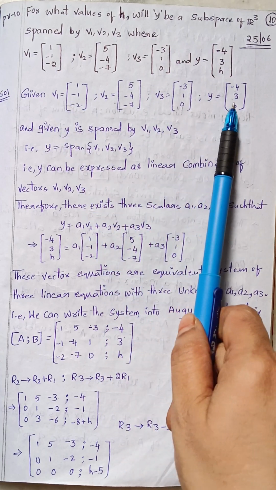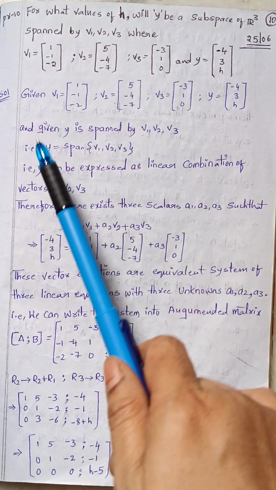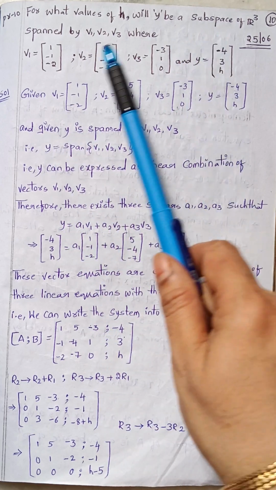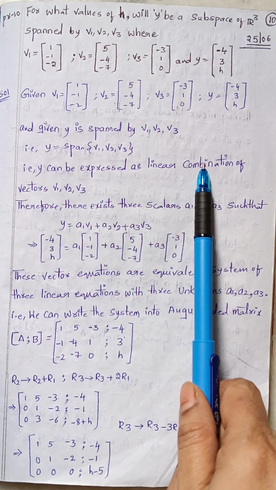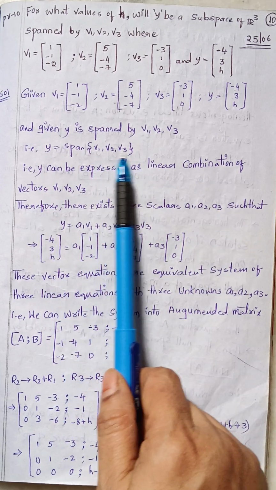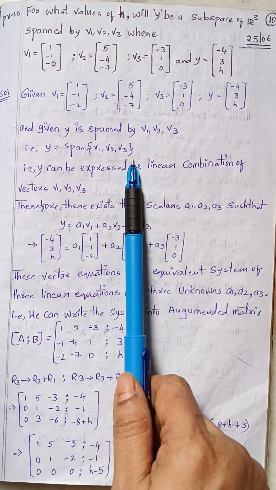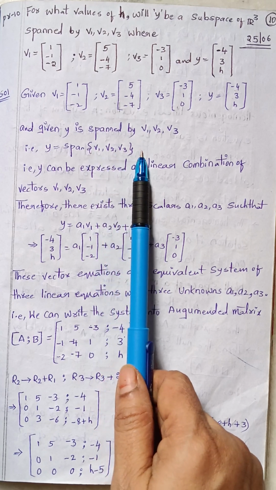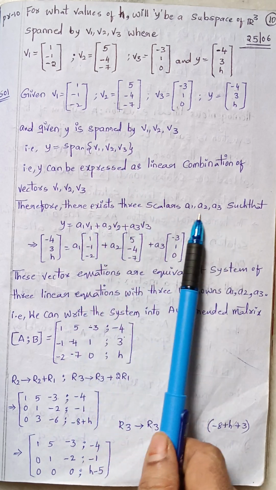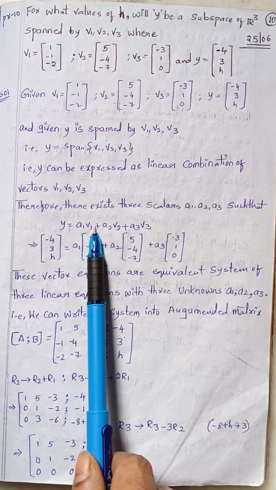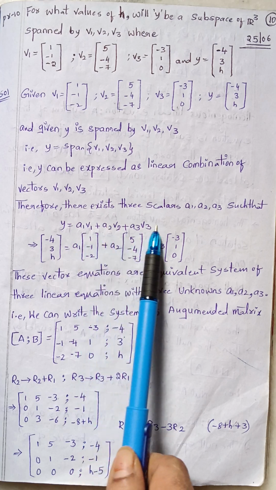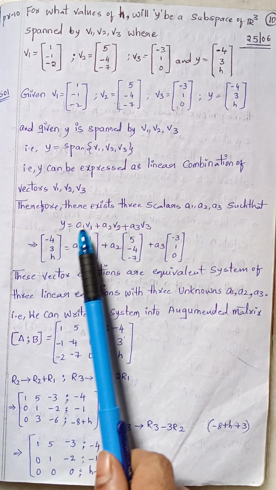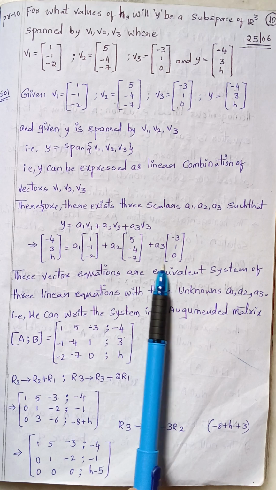So we have given vectors and a given y. y is spanned by these three vectors, in the sense that it can be expressed as a linear combination of these three vectors. What is meant by linear combination? For three vectors we choose three scalars such that we can write y as a1 v1 plus a2 v2 plus a3 v3. We can choose any scalars, like s1, s2, s3 also. So substitute all these values for y.